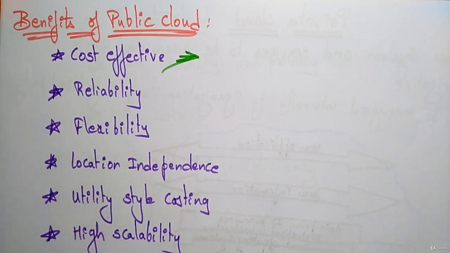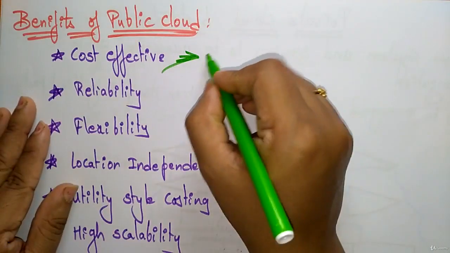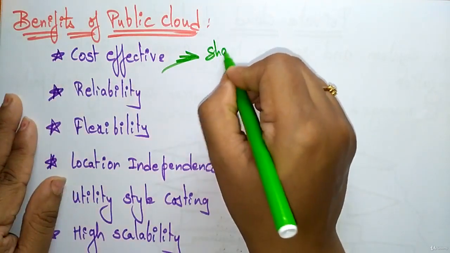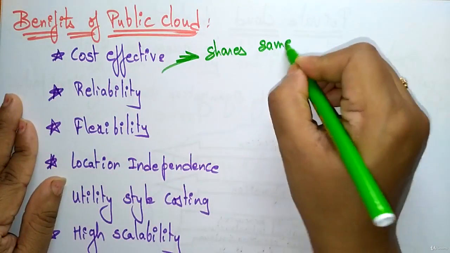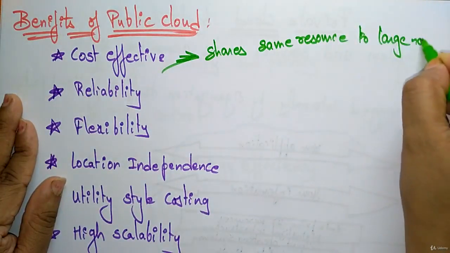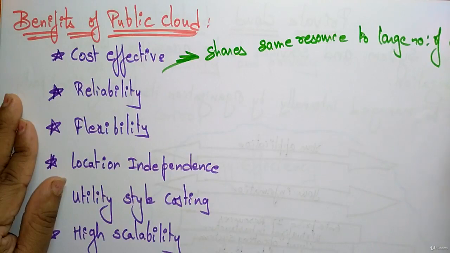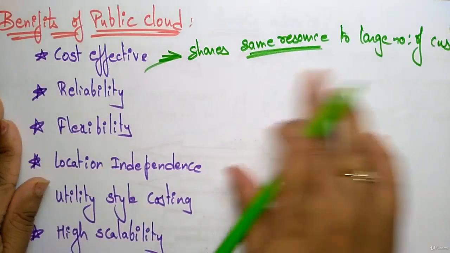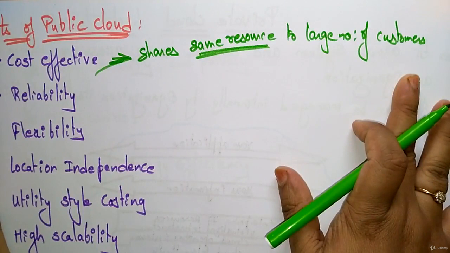Different people are accessing the data, but it is cost effective because the public cloud shares the same resources with a large number of customers. Whenever it is sharing the same resources with a large number of customers, it turns out inexpensive, because the same data we are providing to different people. That is cost effective.